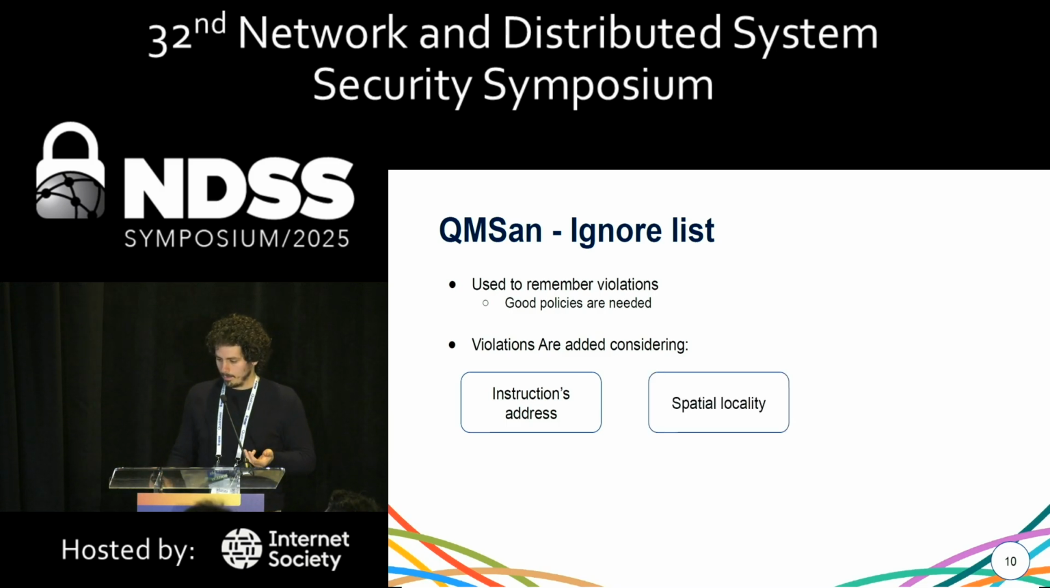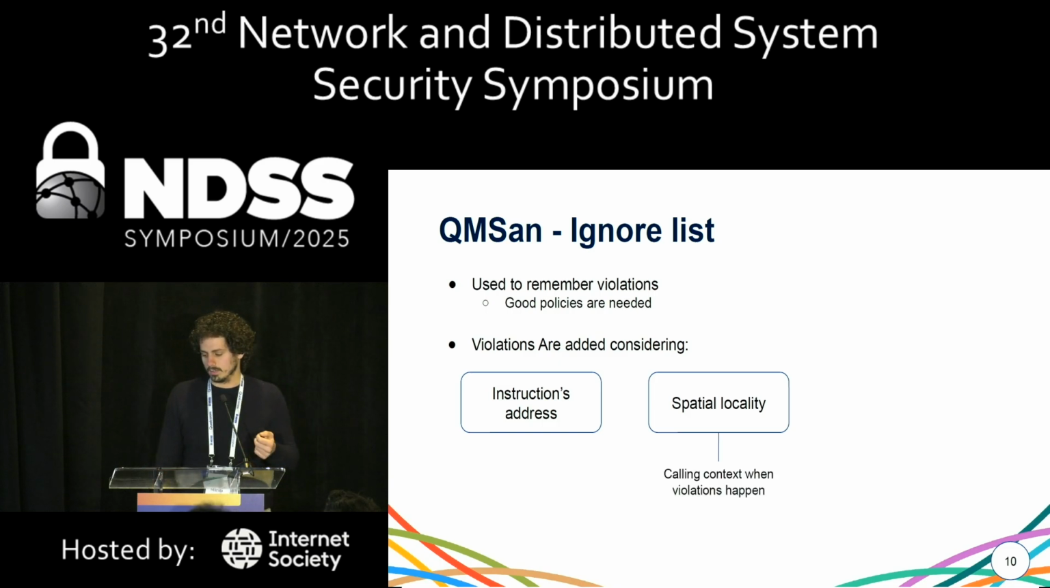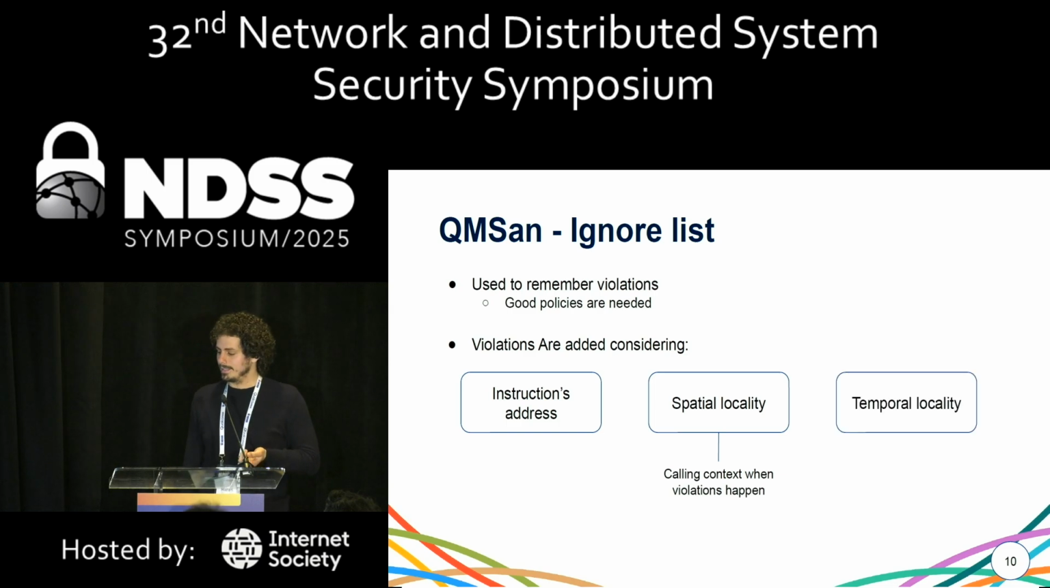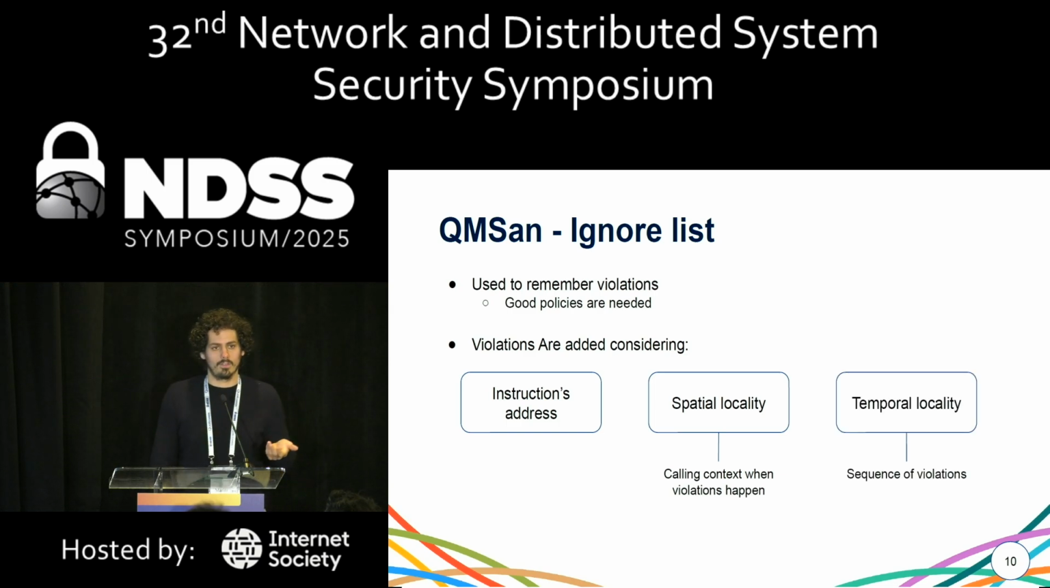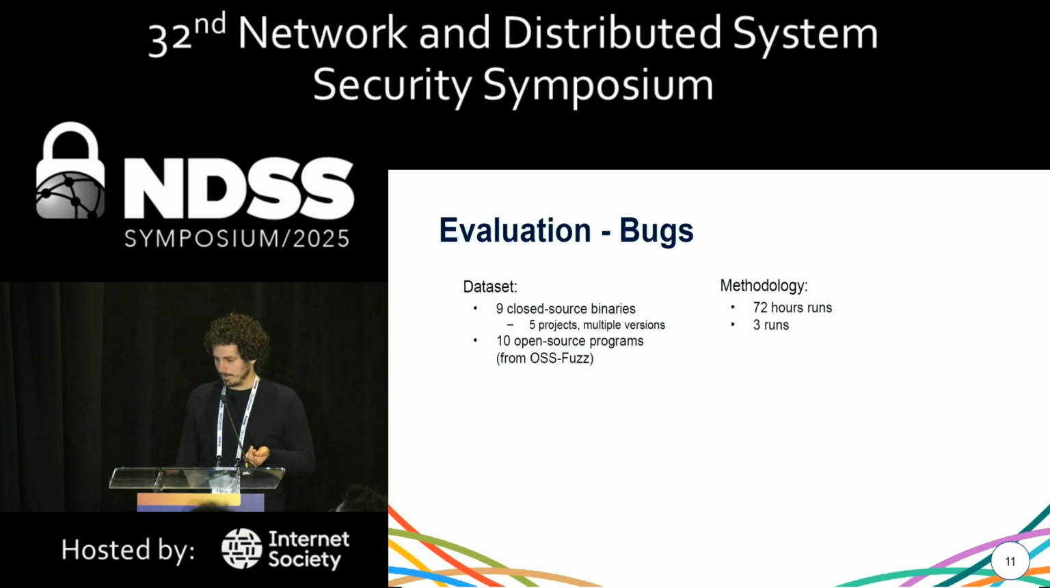So because of this, we also take into account spatial locality, which is the calling context when violations happen, and temporal locality, which is the sequence of violations. We found these three properties to be able to characterize violations well enough to not have false negatives in practice, which we did not observe during our evaluation.